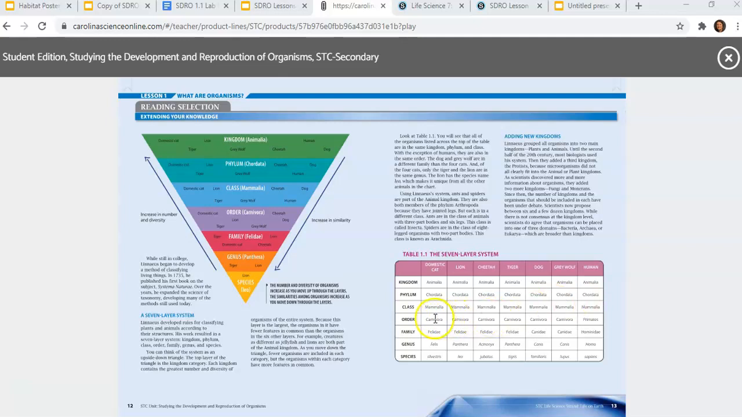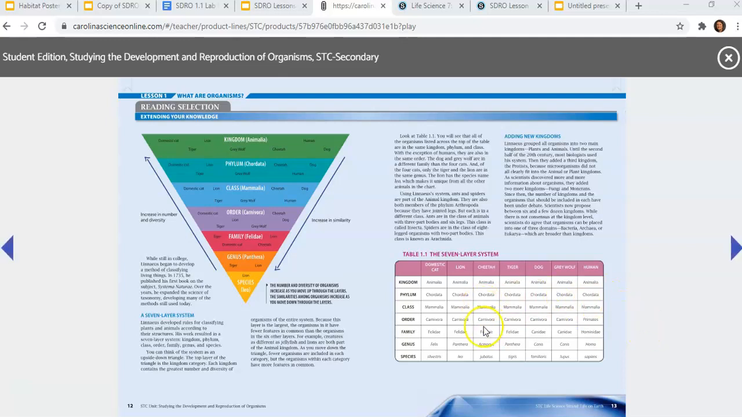If we look next under class, they're all in the same class. These are all mammals, and we know that because of their characteristics. They have hair, they have mammary glands, which produce milk for the young, and they give birth to live young. There are many, many other characteristics that make them mammals. Those are just some of the top ones that I mentioned.